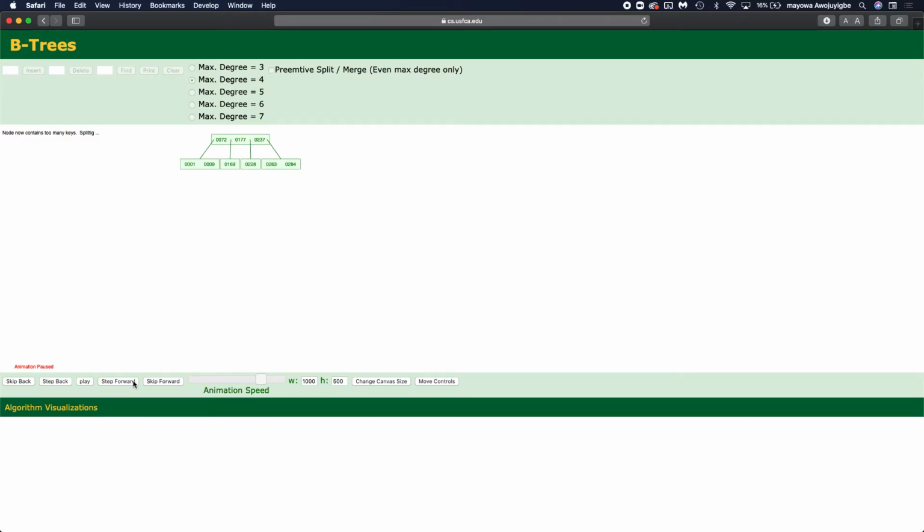Step forward. We put in the median, and whatever was before the median goes to the left. Let's go back. We had 237; 228 is before it, and 263, 284 are after it. So 228 goes to the left and 263, 284 goes to the right. Step forward. 237 goes up, 263, 284 to the right, and 228 goes there. Beautiful.